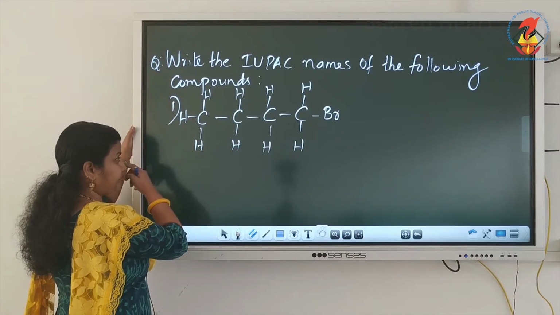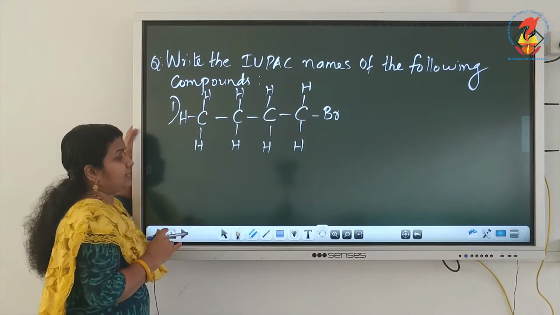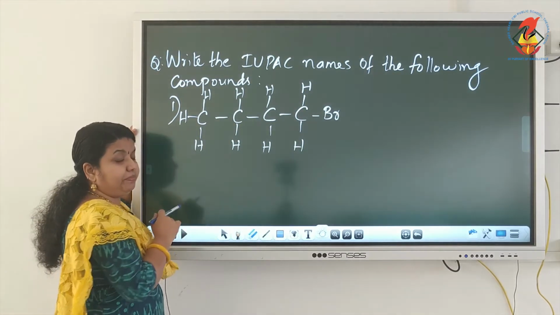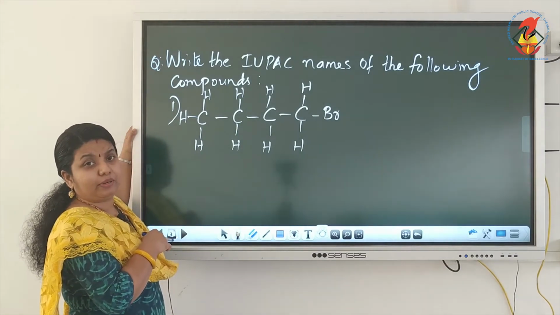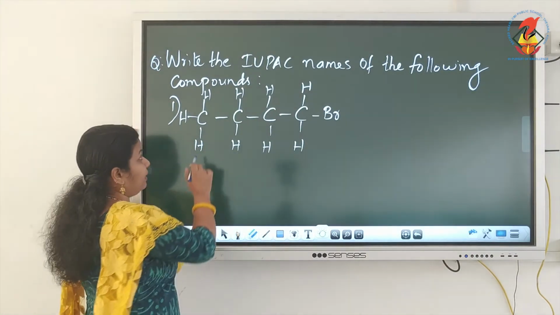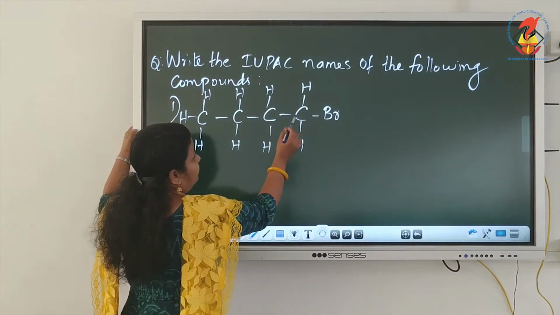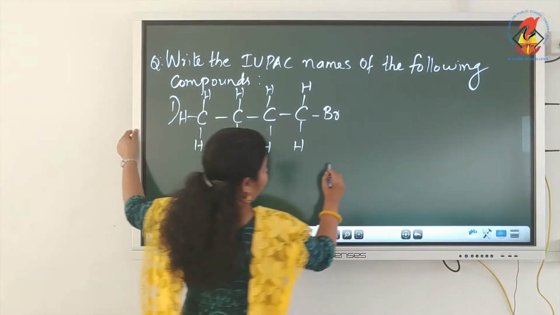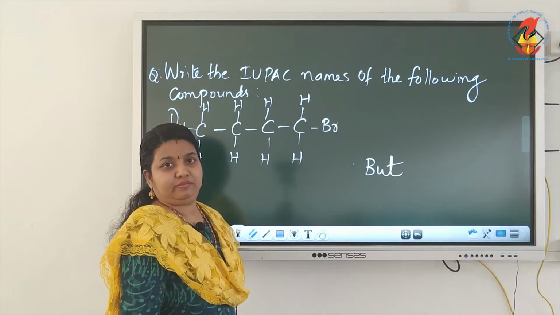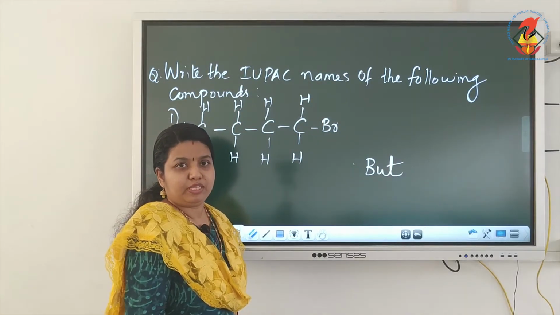First one, write the structure of the compound. What is the first step to be followed while we name a carbon compound? Count the number of carbon atoms. How many carbon atoms are there? 1, 2, 3, 4. 4 carbon atoms are there. So, what is the word root? The word root is bute.